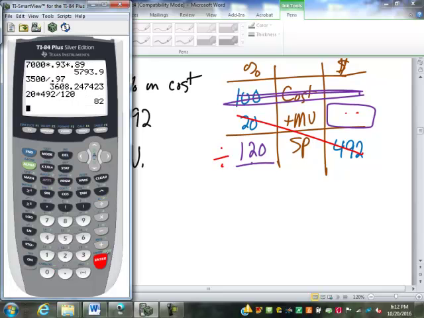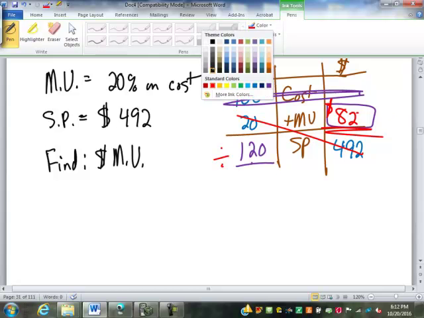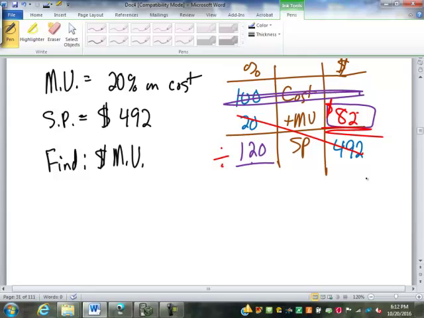So I thought I made it come out perfect. Yep, it is 82. $82 is our dollar markup. Okay, no problem. It happens. You found 20% of the 492? No, I did like 498 or something. Oh, sure. Okay, yep. That happens.